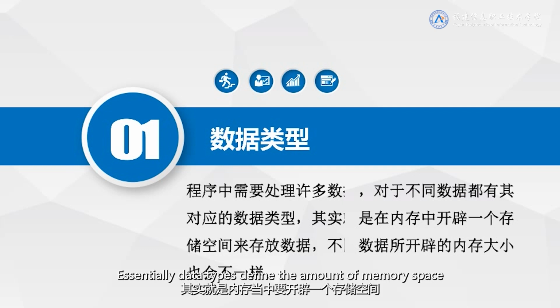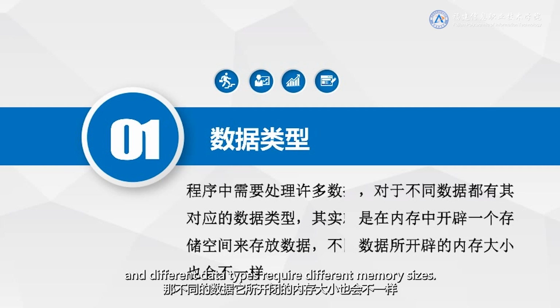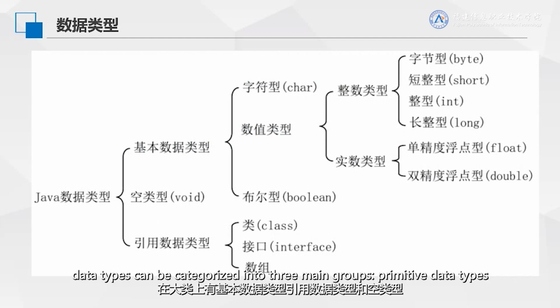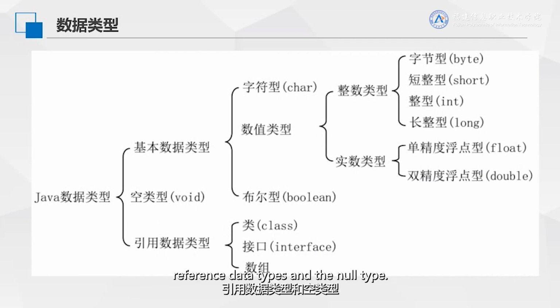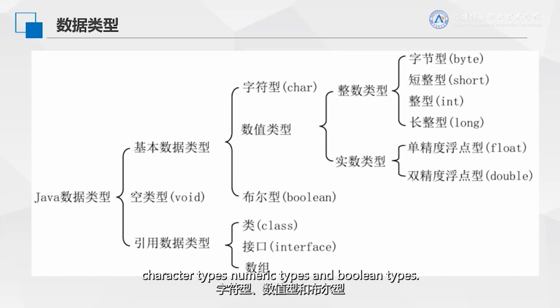Essentially, data types define the amount of memory space that needs to be allocated in the computer's memory to store data, and different data types require different memory sizes. In Java, data types can be categorized into three main groups: primitive data types, reference data types, and the null type. The primitive data types further divide into three categories: character types, numeric types, and Boolean types.